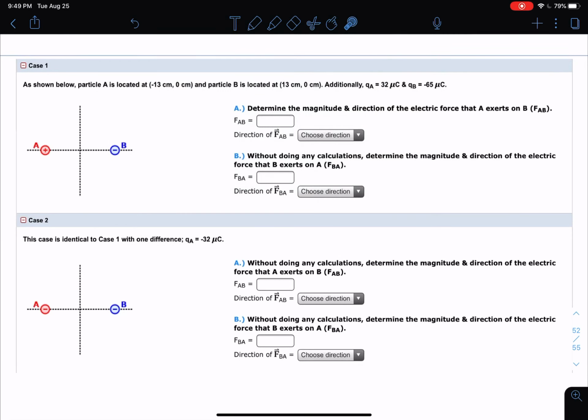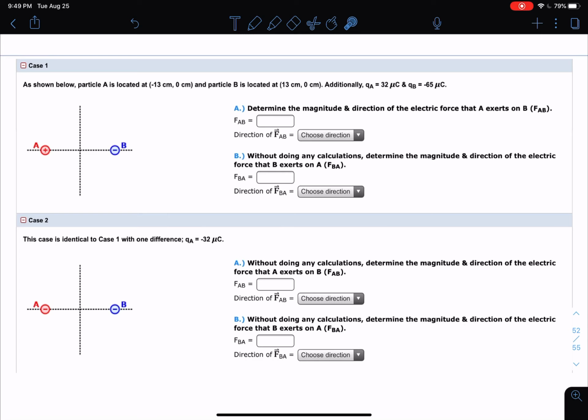So this is the electric force lab, and I want to talk about it just a little bit to make sure everything's clear with regards to what you have to do. In case one, you've got two charges, two particles, A and B, and you need to find the magnitude and direction of the electric force that A exerts on B. And so to do so, of course, you're going to have to use Coulomb's law.